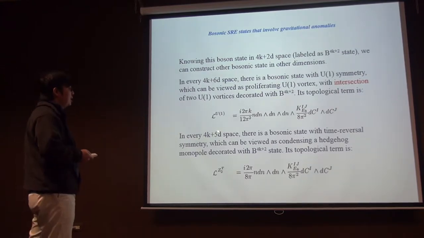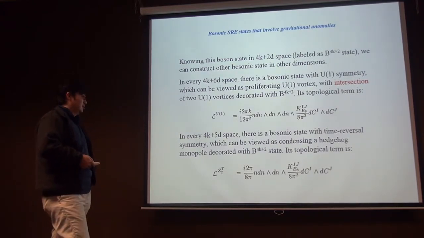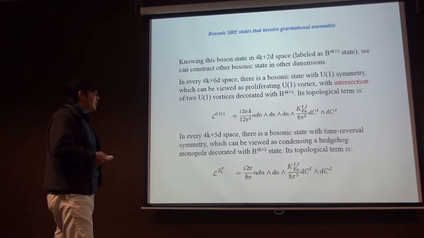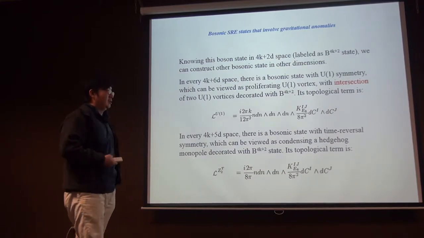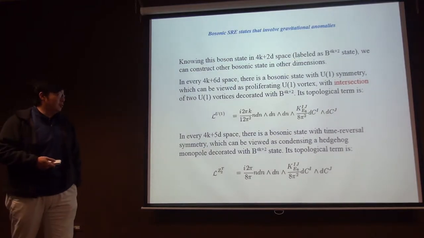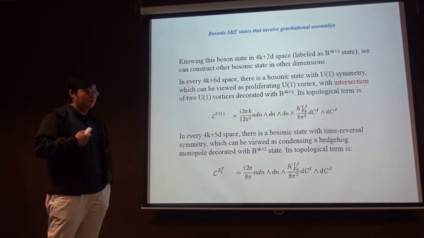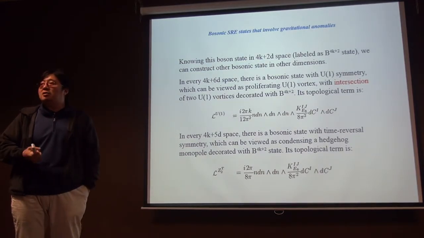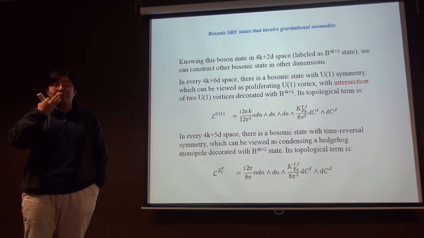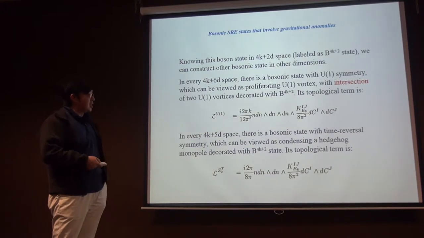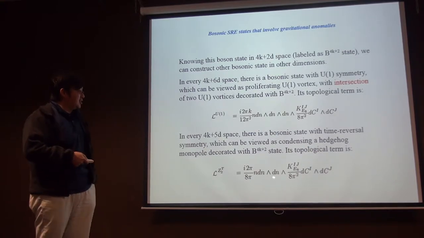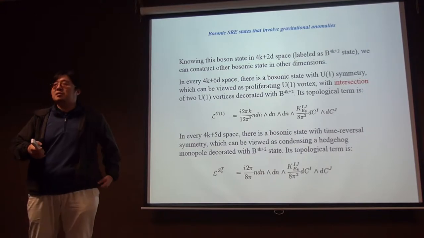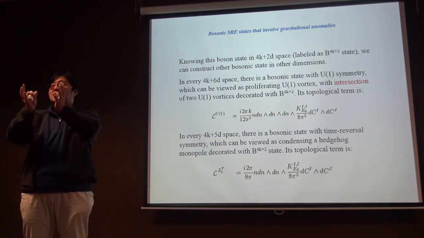Okay, let's see one more example. In every 4k plus 5 dimension, let's take k equals 0, so 5 dimensions. There is a bosonic state with time reversal symmetry, and the field theory is this. The vector n will change sign under time reversal. What this term means is that in 5 dimensions, let's consider a hedgehog monopole of this vector n. In 5 dimensions, this hedgehog monopole is a 2-dimensional object.